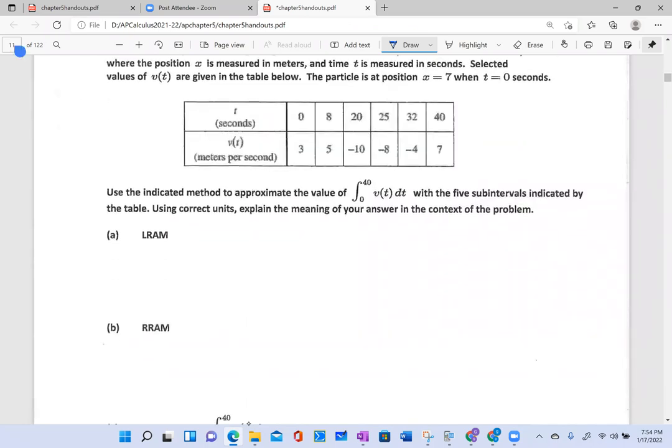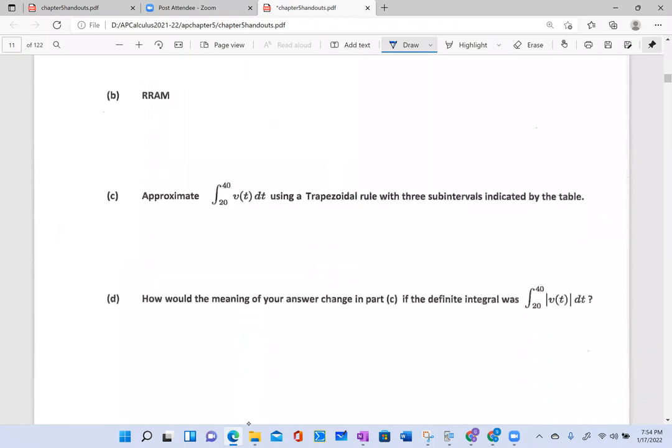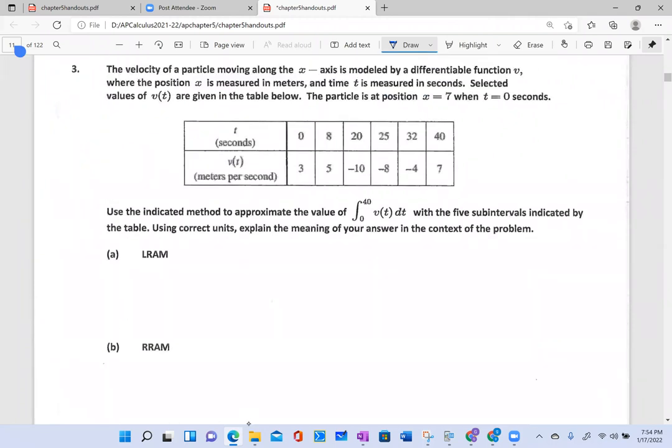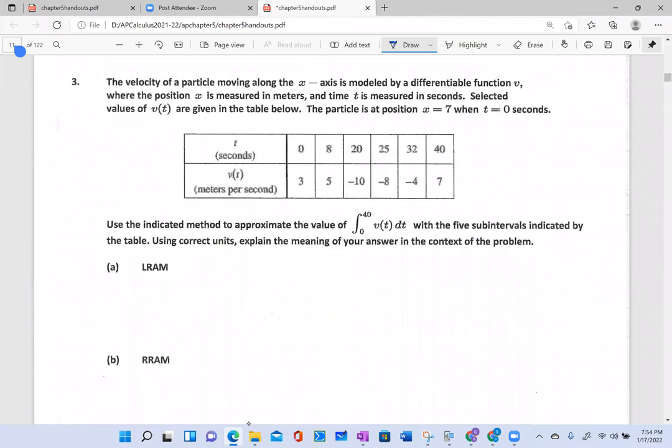Next up is using a free response question. Okay, so this is important right here. In this question, we're presented with motion. It is the velocity of a particle moving along the coordinate axis, and its position is given by x. X is measured in meters, velocity is meters per second, and time is in seconds, and selected values are given. We're to approximate the value of this definite integral using the 5 subintervals indicated in the table.